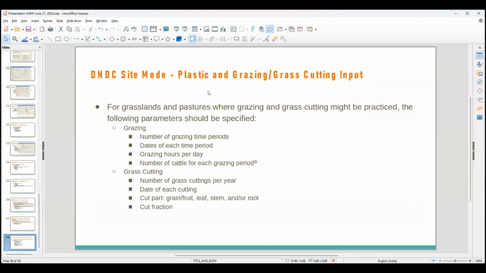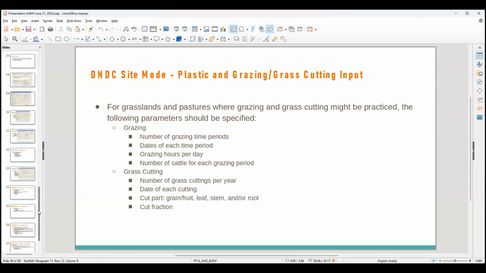And finally, for grasslands and pastures, grazing and grass cutting might be practiced. The following parameters should be specified: for grazing, the number of grazing time periods, dates of each time period, grazing hours per day, and number of cattle for each grazing period. And for grass cutting, it is the number of grass cuttings per year, date of each cutting, the cut part of grain, fruit, leaves, stems, and/or roots, and the cut fraction.